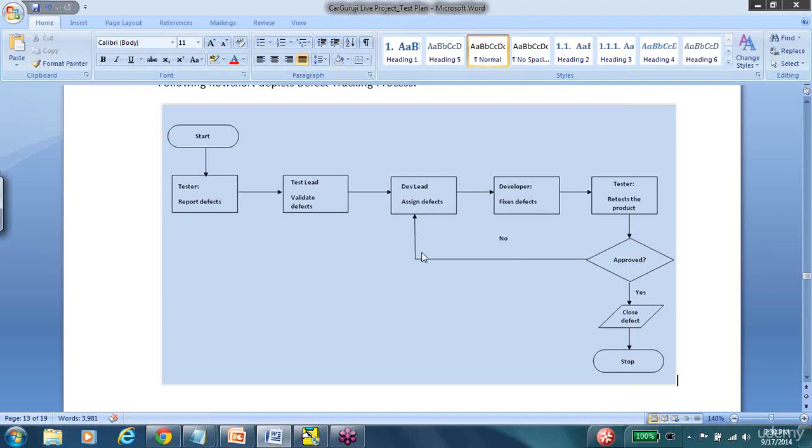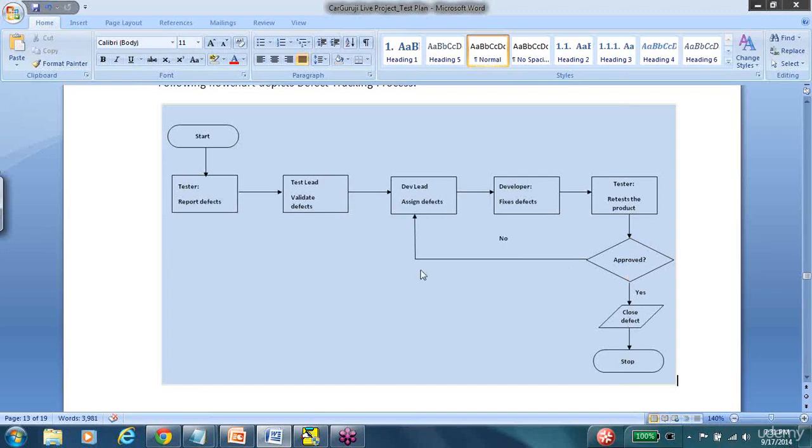So once the development lead receives the defects, they are going to do some initial analysis, and depending on that they will assign it to the developer or the environment team, anybody who is supposed to fix it. So the developer then will fix the defects and send it back to the tester, who will retest the defects. And if they find that the defect has been removed, in other words, if they approve it, then they'll close the defect and the process stops.